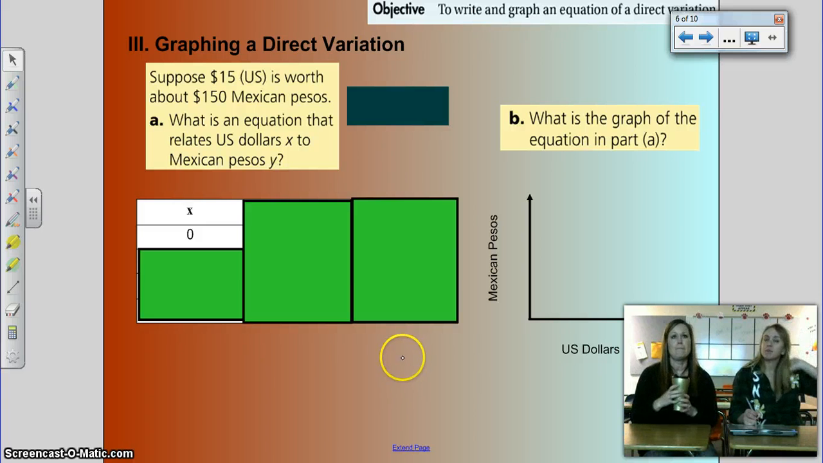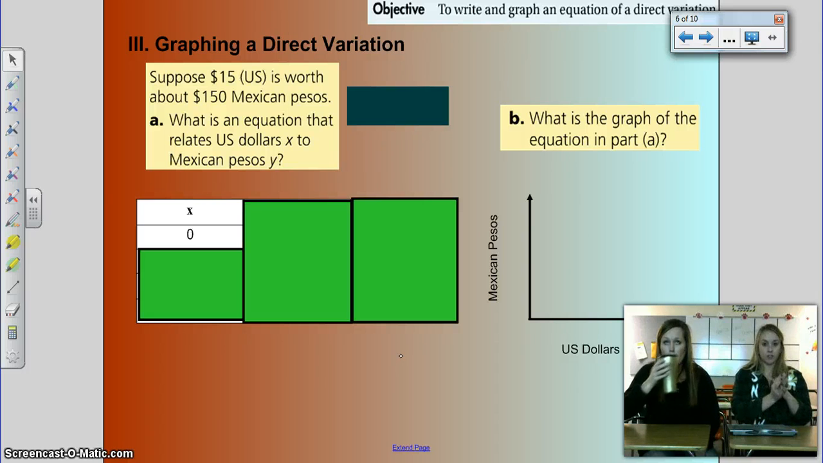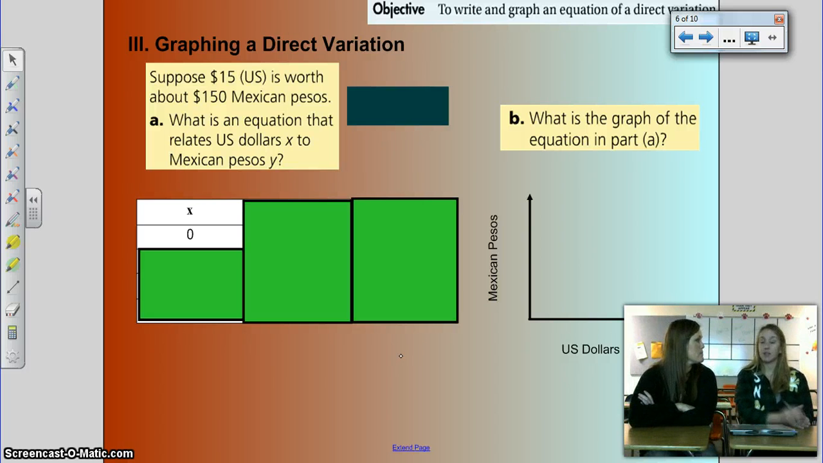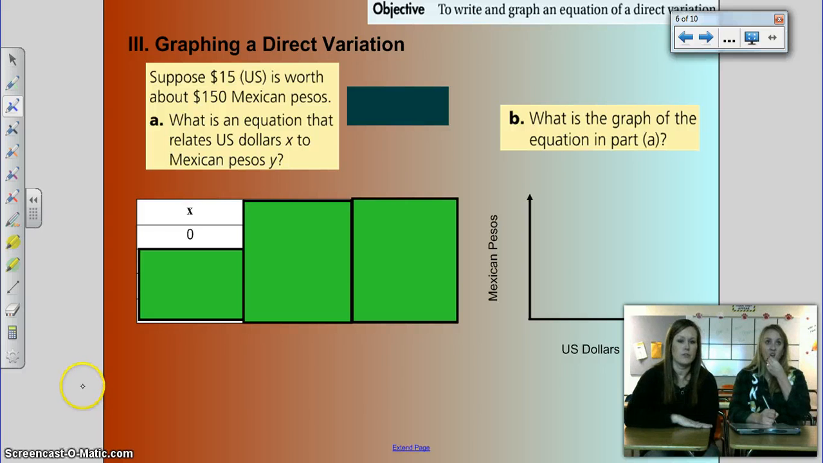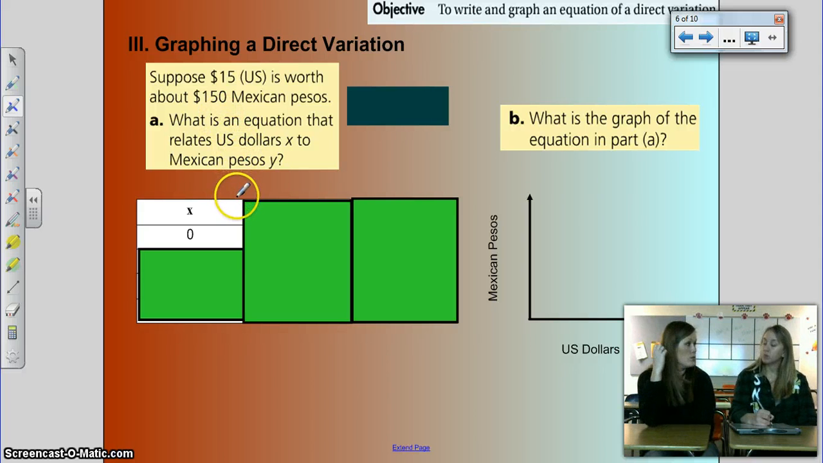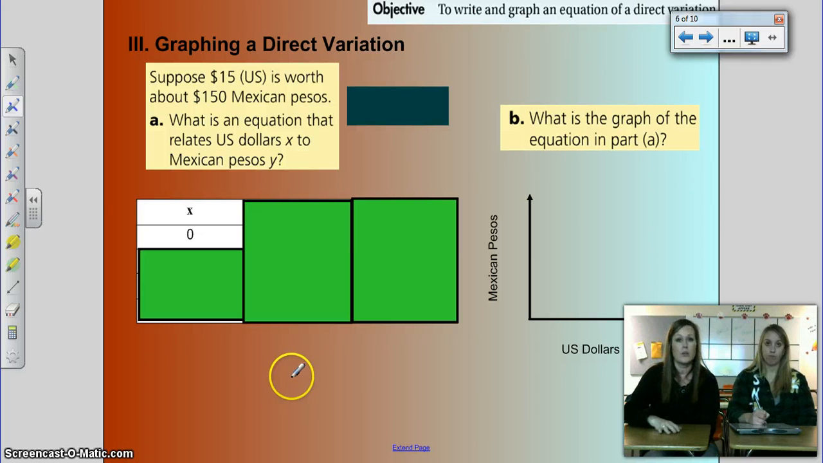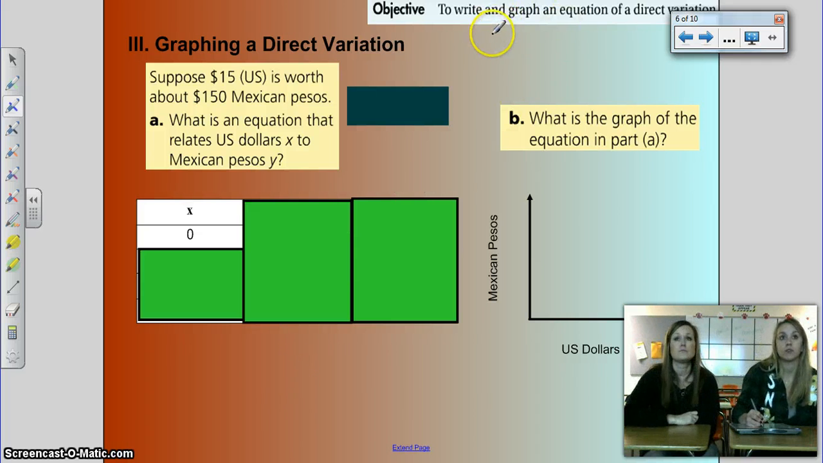This next question is a little complex. It says, suppose $15 in the U.S. is worth about 150 Mexican pesos. What is an equation that relates U.S. dollars, x, to Mexican pesos, y? So what's an equation that tells us that $15 in U.S. is 150 Mexican pesos? I think what this is saying is that pesos directly varies with dollars. But it's not a one-to-one ratio. So we need to figure out what that actual ratio is and find our constant of variation. So we're going to start with our y equals kx. I'll do that right down here.